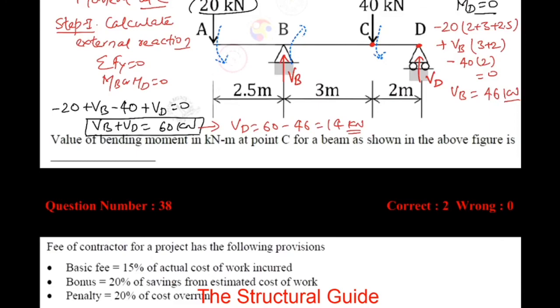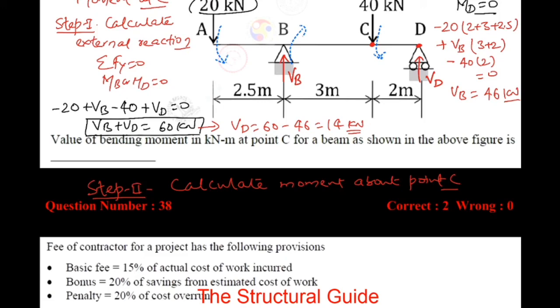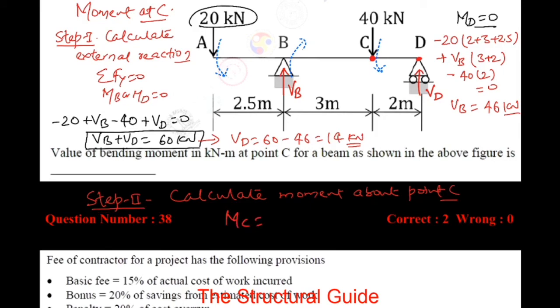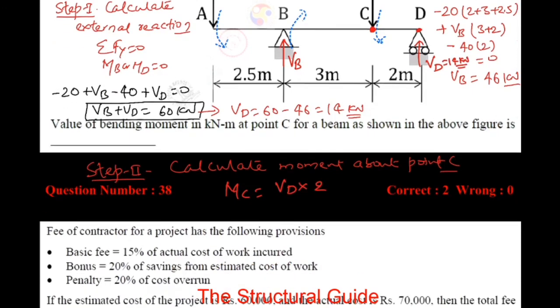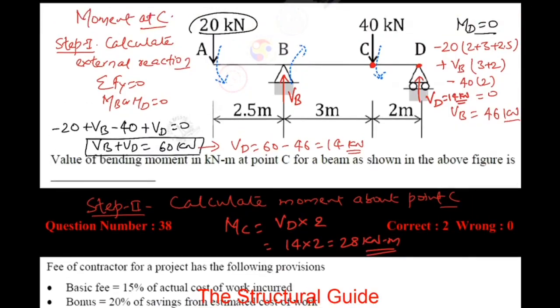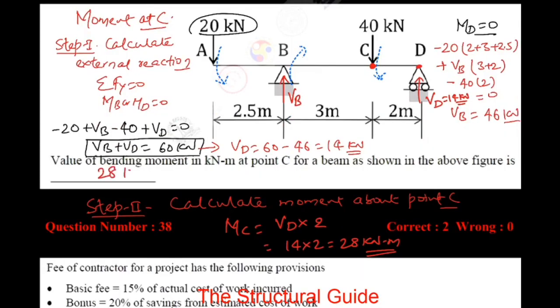Let's move to the next step, step number 2: calculate moment about point C. Moment about C, taking it from the right side, is VD into 2. VD is 14, so 14 into 2 is 28 kilonewton meter. So the answer is 28 kilonewton meter.